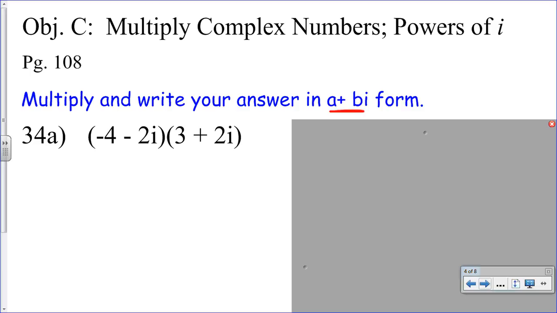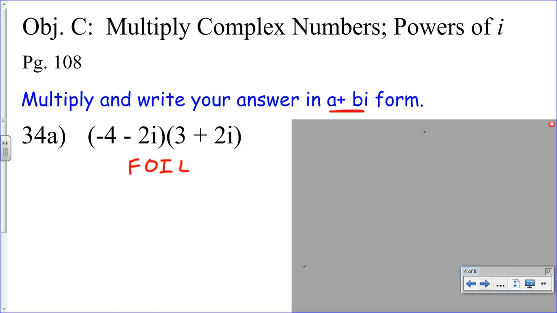Okay, A plus Bi. I don't have an operation like addition or subtraction, so I know I'm multiplying these. So what do you think we use to multiply? Yeah, FOIL. If it's 2 terms times 2 terms, we're going to use FOIL.